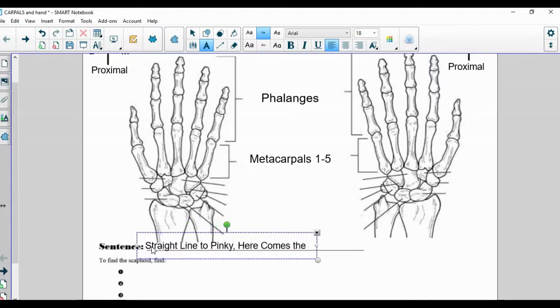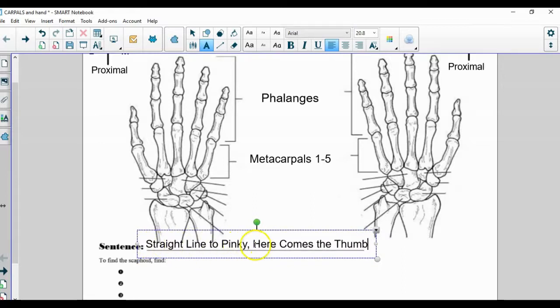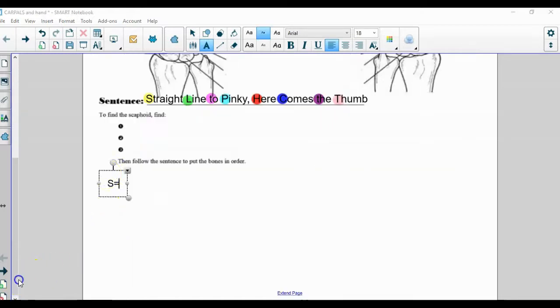Here comes the thumb. And so for that sentence, each one of the first letters of all of these 8 words will be the beginning letter of one of the carpal bones. So I'm going to go ahead and highlight each one of these and then tell you which carpal bone they associate with. Okay, so I've color-coded each one of the first letters of the sentence, and I'm going to go ahead and make a list down here.